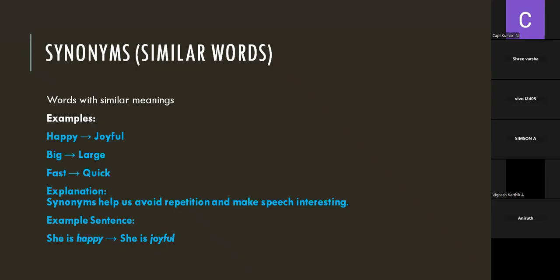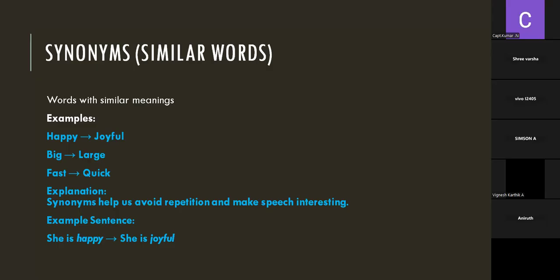While synonyms are words with similar meanings. Now let's see the detailed explanation for this. Synonyms help us avoid repeating the same word again and again. They make our speech and writing more interesting. For example, instead of always using the word angry, we can use furious or upset. This improves language quality and makes communication more effective.